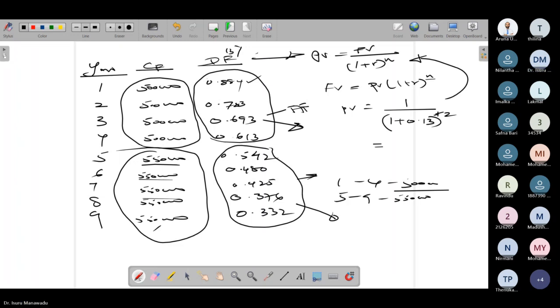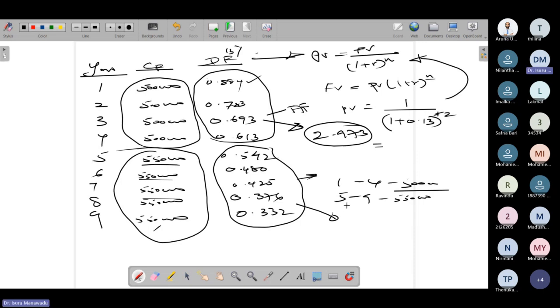Anyone? What's the total? Now there are 3 decimal places. 0.884 plus 0.783 plus 0.693 plus 0.613 is 2.13, 2.973. Right? 2.973.